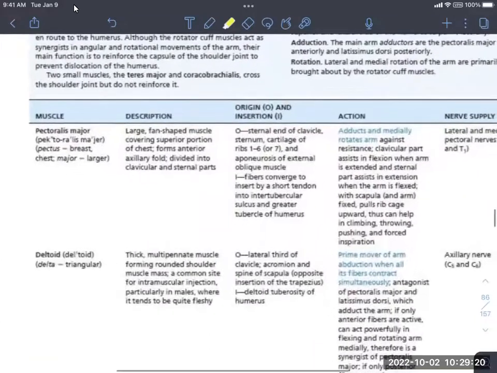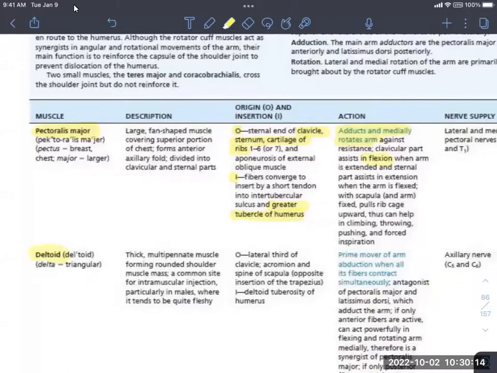Here's where we have pec major and pec minor. So pectoralis major, again, originates at the clavicle, sternum, and cartilage of the ribs. It's going to insert to the greater tubercle of the humerus. That pectoralis major will abduct and medially rotate the arm. It will also flex that arm.